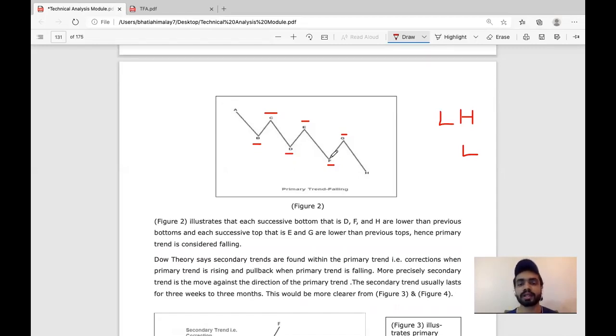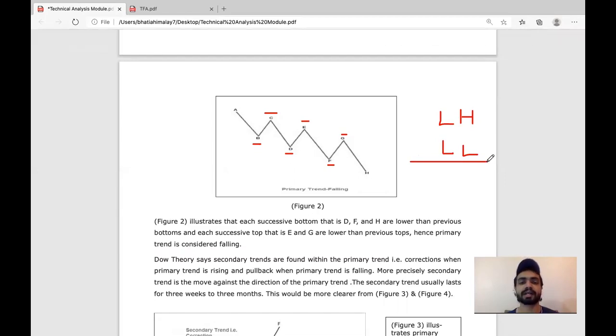What about the lows? At the lows, point F is lower than point D and point D is lower than point B. That means the market is making lower lows as well. So if I put this in a statement, I will say that the market is now making a structure of lower highs and lower lows. And if I give this a market term, I will say that this is nothing but your bearish trend.